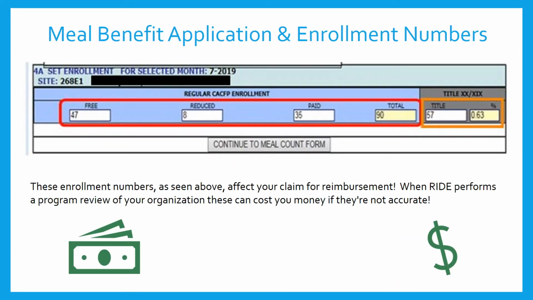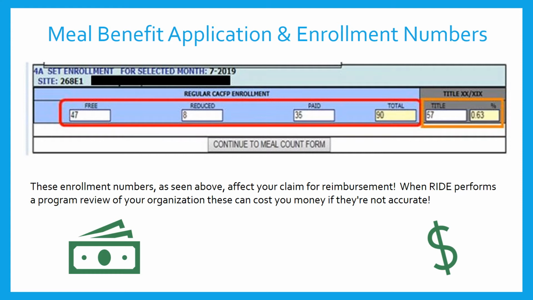Meal benefit applications are used to determine your organization's enrollment numbers by meal eligibility determination for free, reduced, and paid. It's important to make sure your meal benefit applications for all program participants are complete and current, as this will influence your enrollment numbers and in turn can have a fiscal impact during your organization's CACFP program review that is conducted by RIDE. The enrollment numbers your organization reports to RIDE are then calculated into a blended percentage rate that is used to determine your claim for reimbursement. We will talk further about reporting your enrollment numbers towards the end of this presentation.